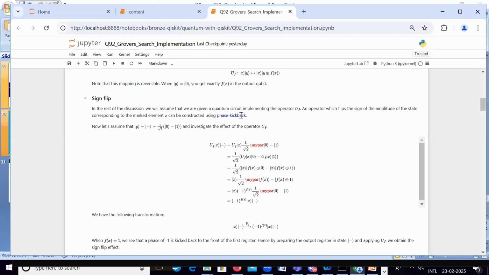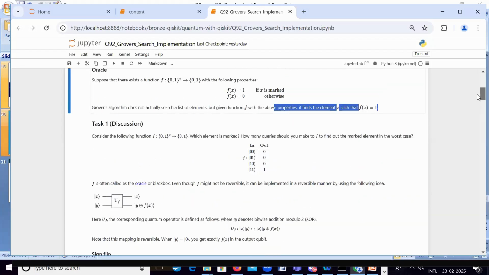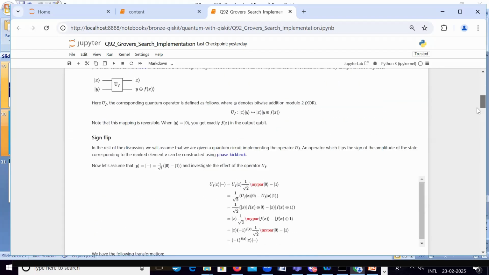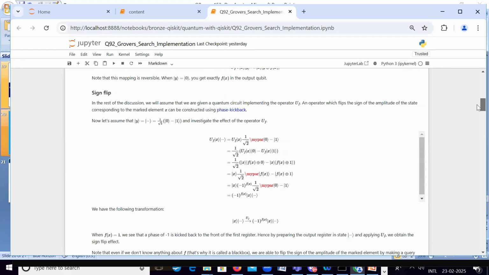And this is done by using the phase kickback. In the rest of this discussion, we look at how the phase kickback is going to impact the overall working of the oracle function. The basic idea of the oracle function is to change the state once the element is marked. Inside that, it is just changing or flipping the sign.